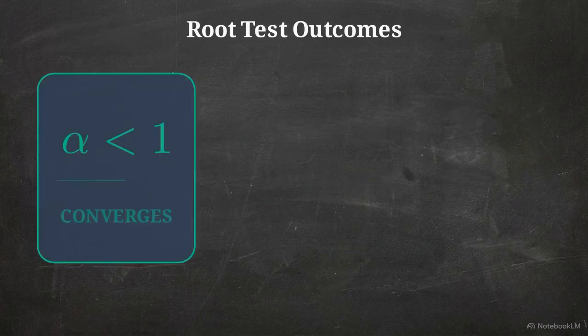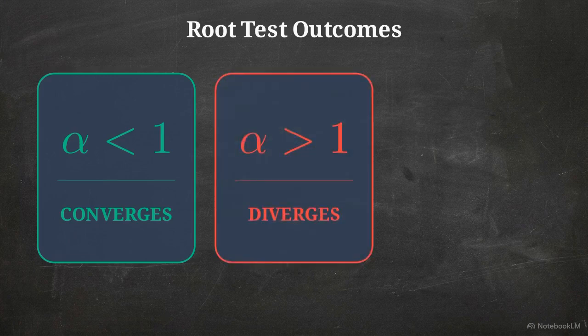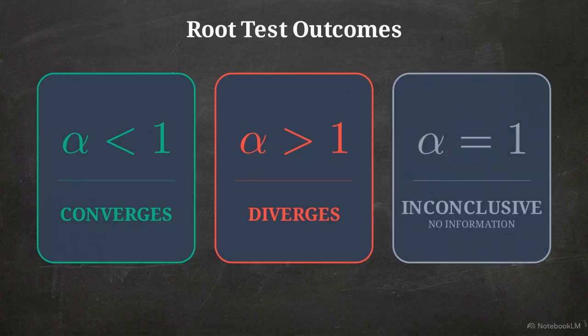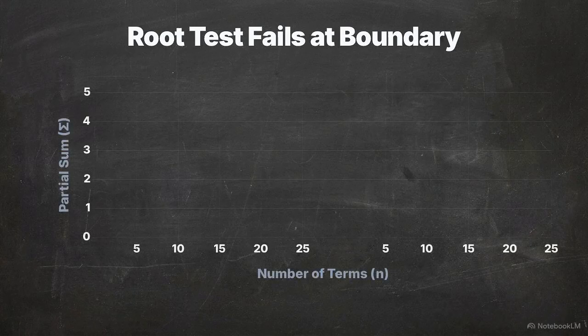If alpha is strictly less than 1, the series converges. If alpha is strictly greater than 1, it diverges. And if alpha equals exactly 1, the test gives no information. That boundary of exactly 1 is inconclusive because multiple behaviors can exist there.